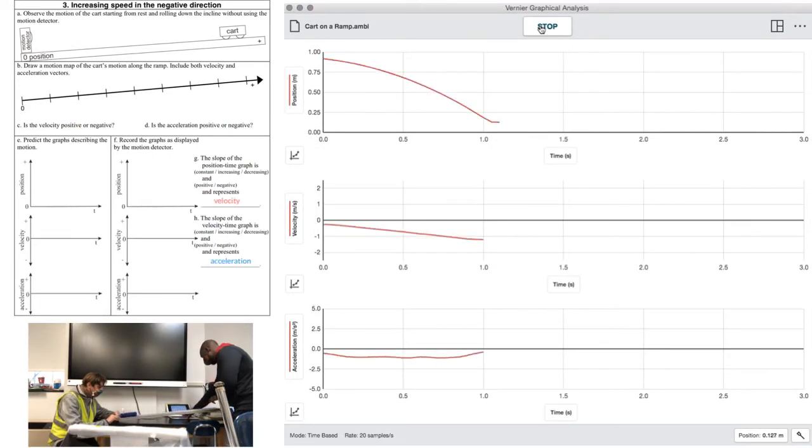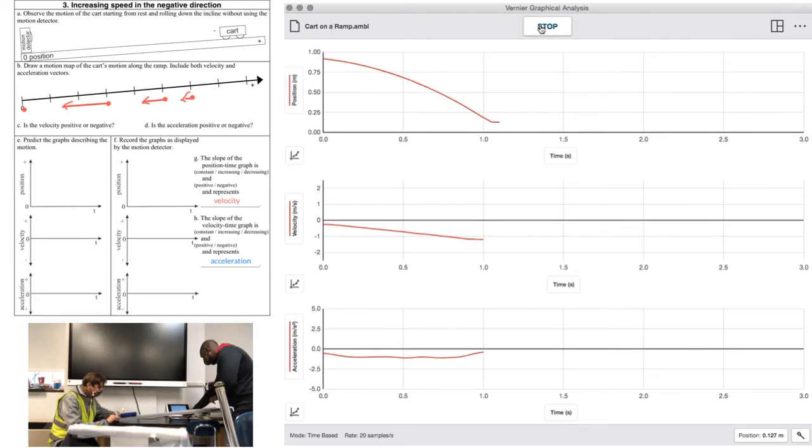So in the third scenario, we got perfect motion sensor data, so we don't need to change anything. On our motion map, our starting position is away from the motion sensor. So we'll put our first dot here with the cart at rest. Then it starts rolling down the ramp, so the next dot goes here. It picks up a little more speed, next dot is here, and then finally it reaches the motion sensor at the starting position here.